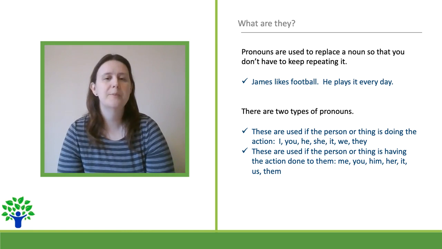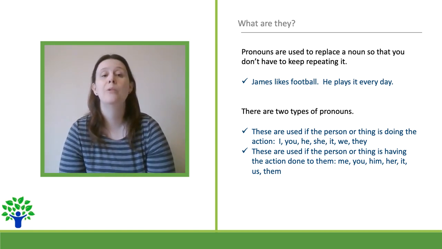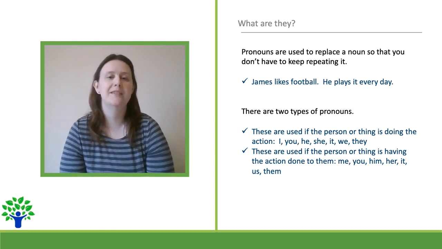There are two different types of pronouns. The first are used if the person or thing is actually doing the action. So I, you, he, she, it, we, or they. The following are used if the person or thing is having the action done to them. So me, you, him, her, it, us, or them.